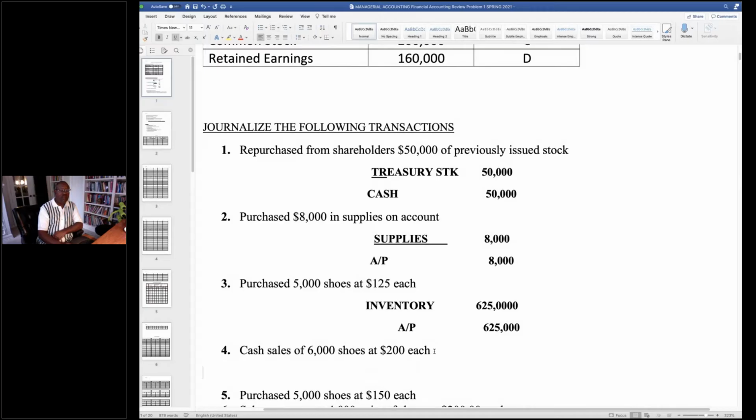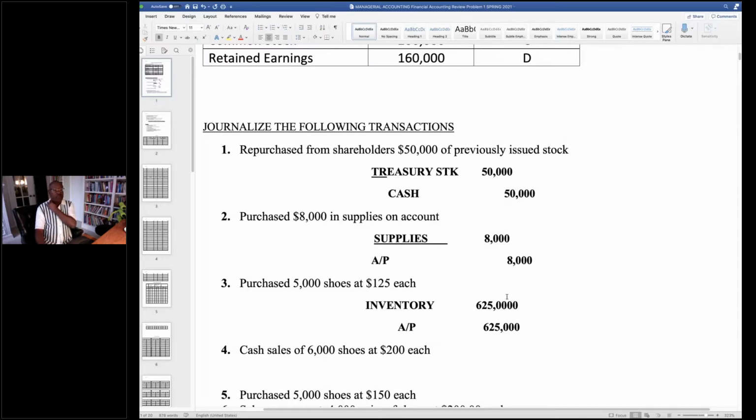Yeah, I got a question. Each time it's going to be the same number for both? Like on all of these, it was treasury stock 50,000, cash 50,000, supplies 8,000. Sometimes they may be different if you have more than one account, as we'll see. But at the end of the day, the debits have to equal the credits on each journal entry. So we have 3 accounts. We would need debits of 50,000 and credits of 50,000.